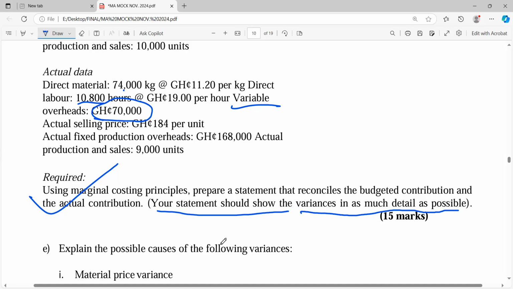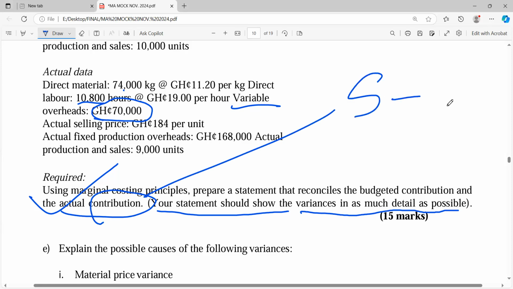Oh, okay. And there's another thing here. They say we are doing contribution. How do you find contribution? Give me the formula. Isn't it your sales minus your variable cost? Give me the breakdown of variable costs. Number 1, materials, labor, and then variable production overhead. So automatically you must include it.